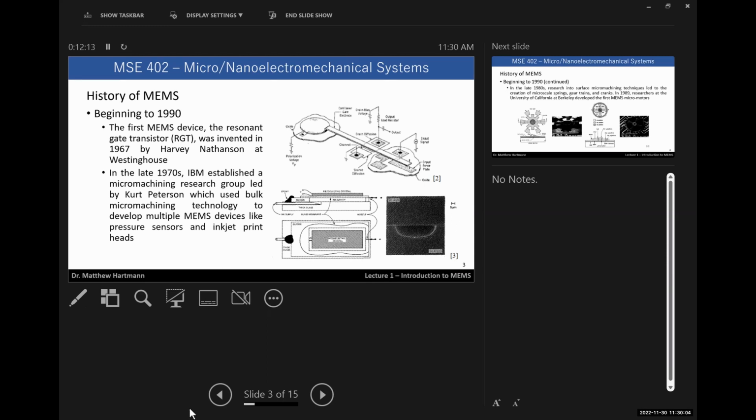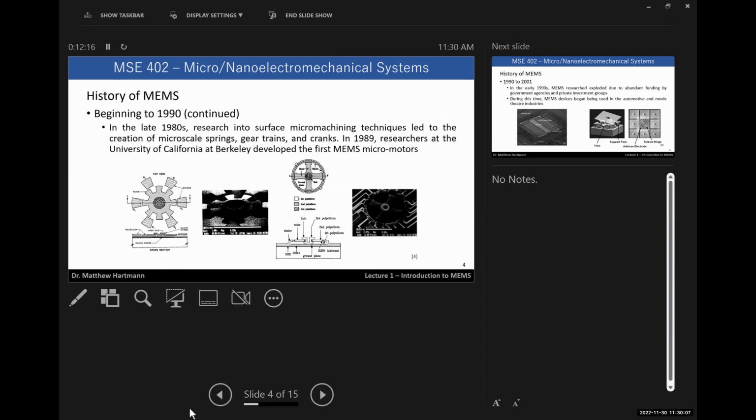The devices that we're about to talk about here, some small scale micro motors, were made using surface micromachining techniques. Okay, so that's a different MEMS development technique, where instead of etching large portions of crystal, you build microstructures on top of your substrate. Surface micromachining is very, very compatible with modern CMOS processes, which is why the overwhelming majority of modern MEMS utilize this. In the late 1980s, surface micromachining became the next big thing in MEMS, leading to the creation of microscale springs, gears, and cranks.